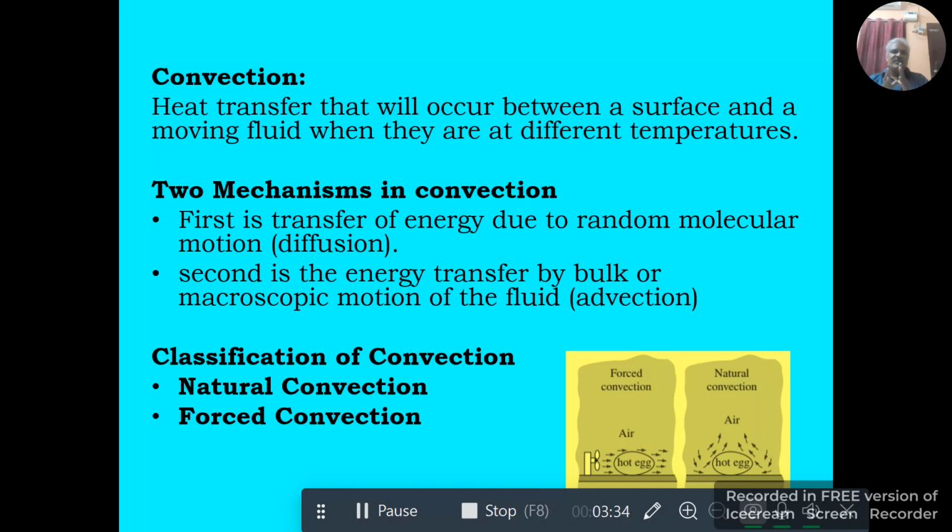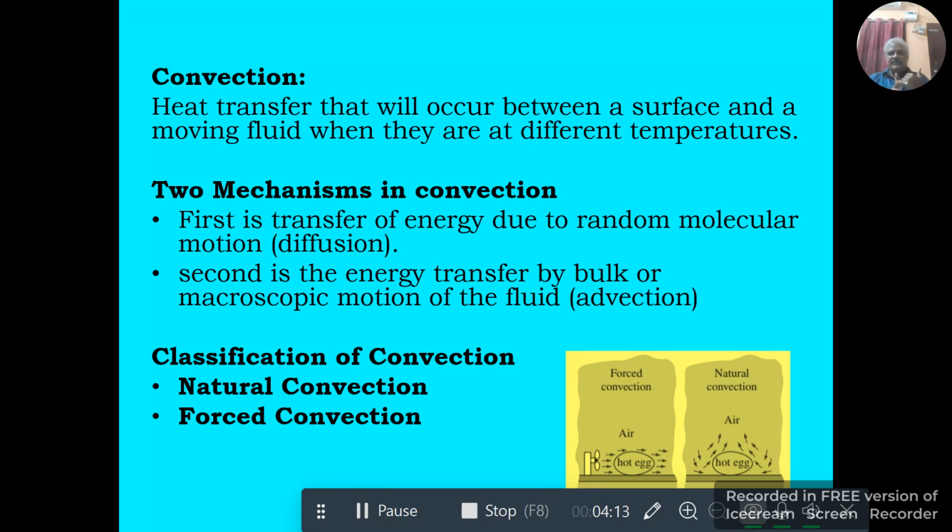Coming to the next mode of heat transfer, convection. Heat transfer by convection takes place between a surface and a moving fluid, or a moving surface and a stationary fluid. A sufficient ΔT should be present between the fluid and the surface; only then does convection take place between the surface and the fluid. Two mechanisms are involved in convection. The first is the transfer of energy due to random molecular motion, that is, purely by the diffusion process. The second is the energy transfer by bulk or macroscopic motion of the fluid.